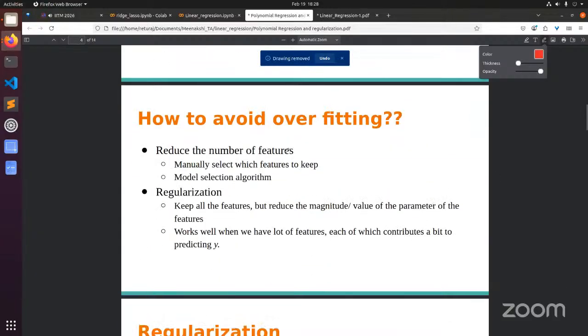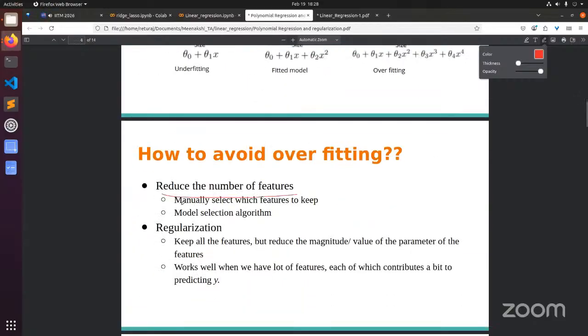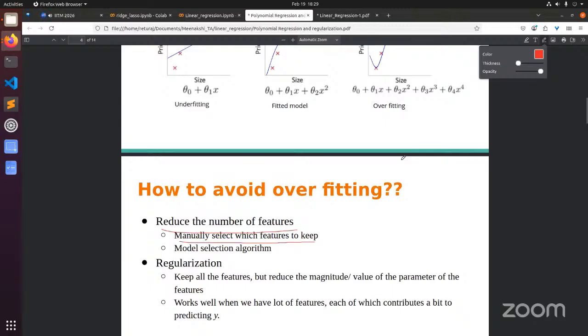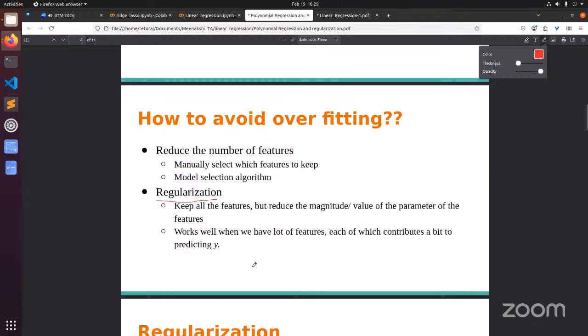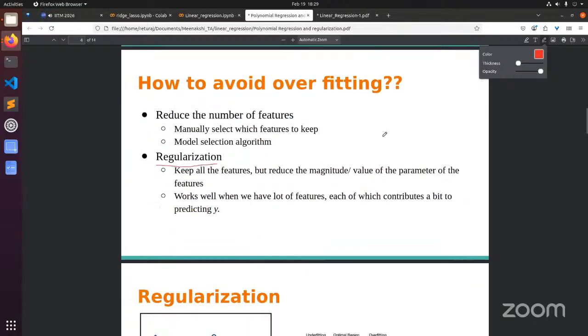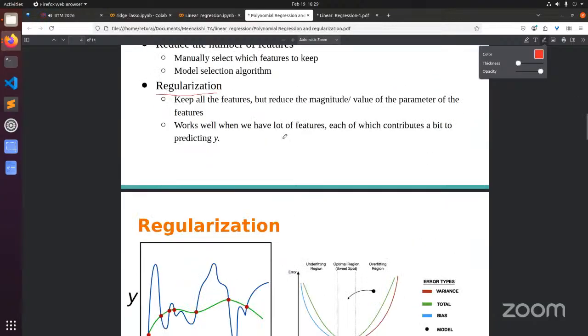Now, there is another way. One way is to reduce the number of features. You manually select which features to keep, or otherwise keep decreasing the degree of the polynomial. So manually you select the degree that you want, and then keep increasing or decreasing the degree based on how your model fits the data set. The other one is regularization. What regularization does is that it regularizes the parameters of the model. So we will see some regularization.